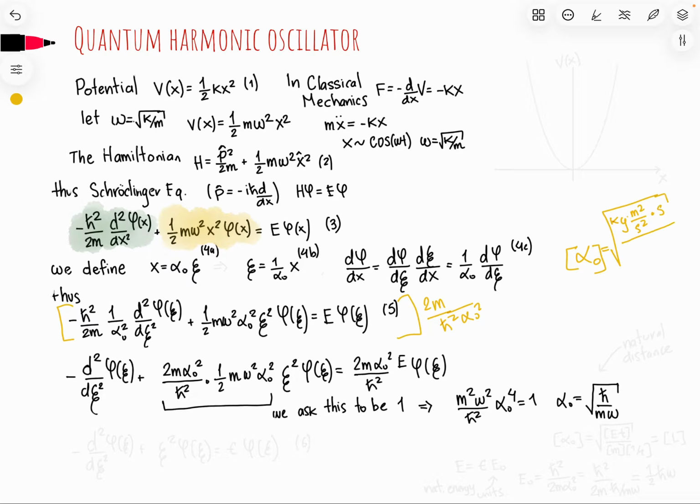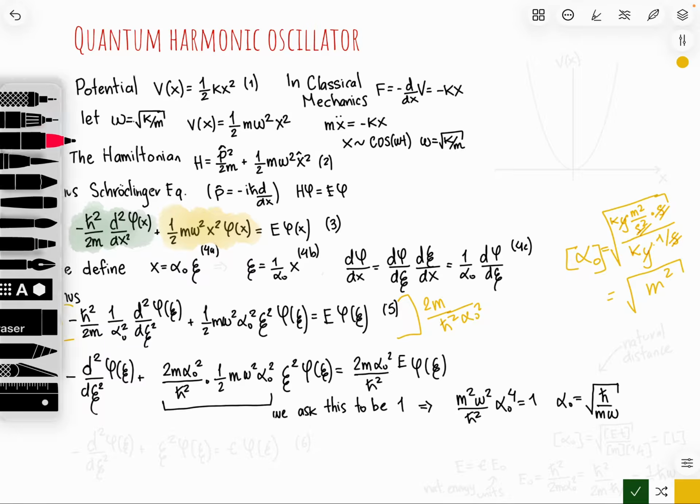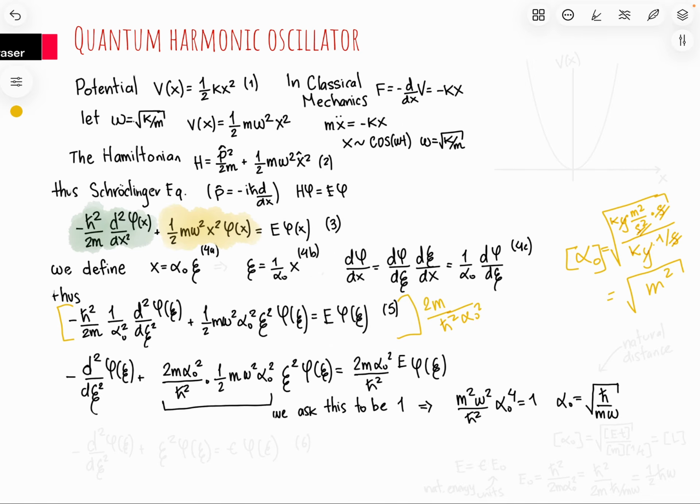And this is divided by kilogram of the mass downstairs and 1 over s. Right? So this gives you, the kilogram goes away, the meter stays, and the seconds get cancelled with this. So we have meter square root. So we have units of distance. So it's a valid unit. This is a valid definition for alpha naught.